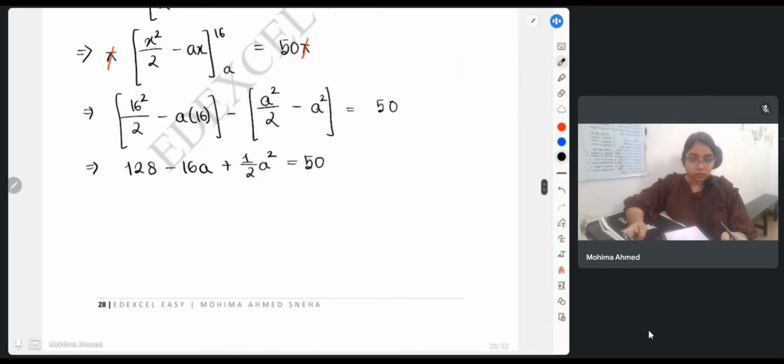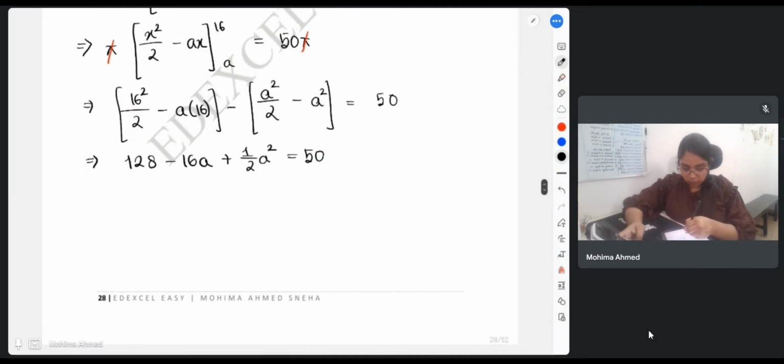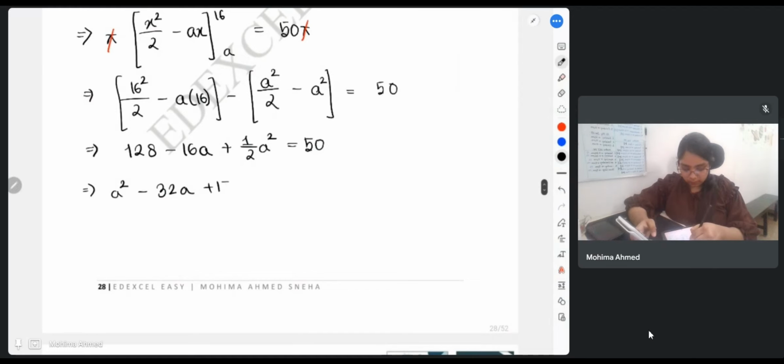Obviously, you have to do the middle term, but before that, we have to multiply everything with 2, which would make a square, 16 multiplied with 2 is going to be negative 32a. And then again, 128 multiplied with 2 is 256, minus that 50 on the right hand side would also have to be multiplied with 2. So it's going to be positive 156 equals to 0. So if you do middle term from this part, it's 1, minus 32, 156.